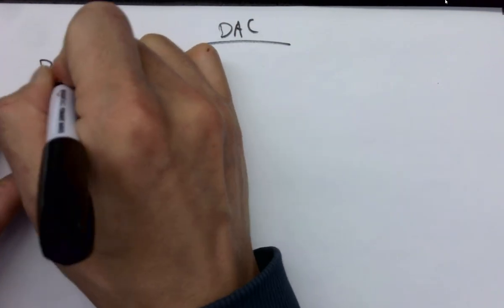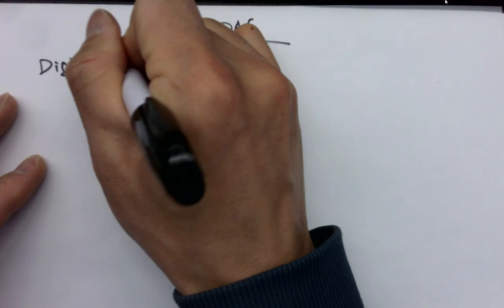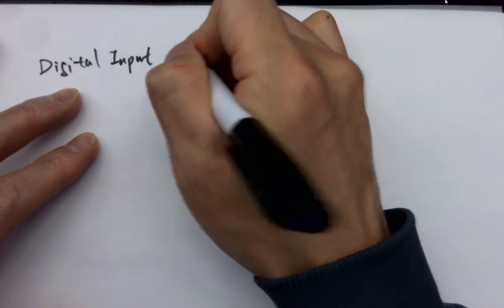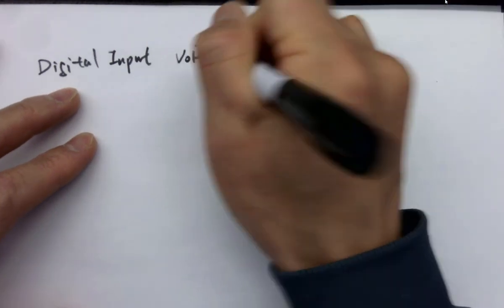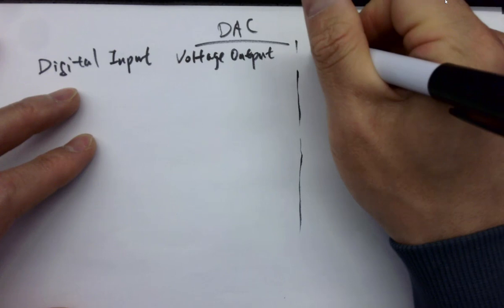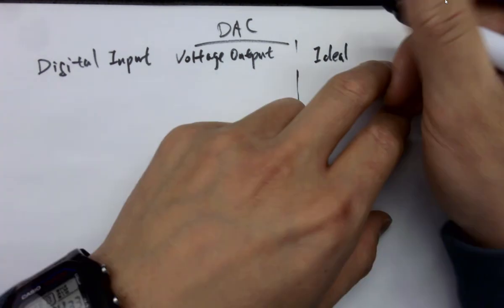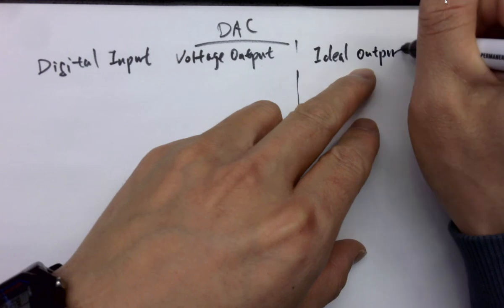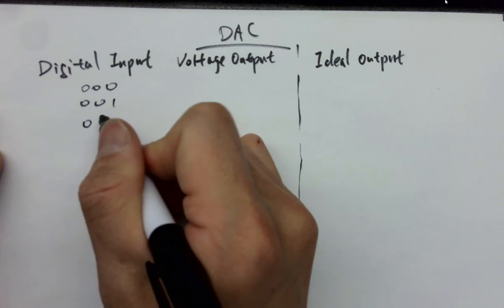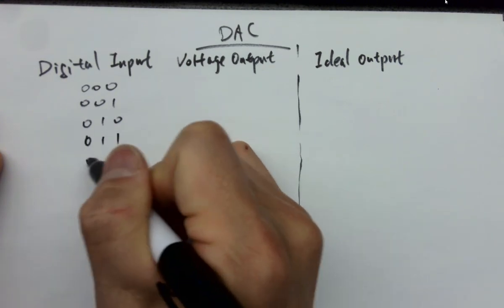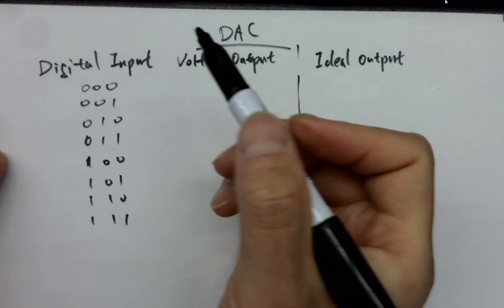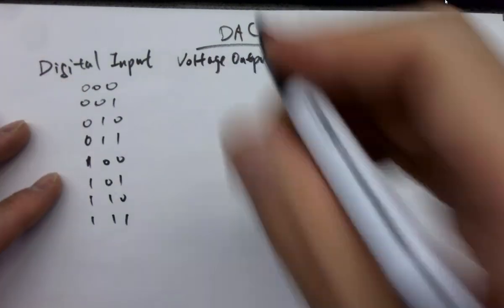There's a digital input, and there's a voltage output. This is a DAC, right? Voltage output. And there will be an ideal voltage output. And the values are, because the digital input is a 3-bit DAC: 000, 001, 010, 011, 100, 101, 110, 111. So these digital inputs, total 8 of them.